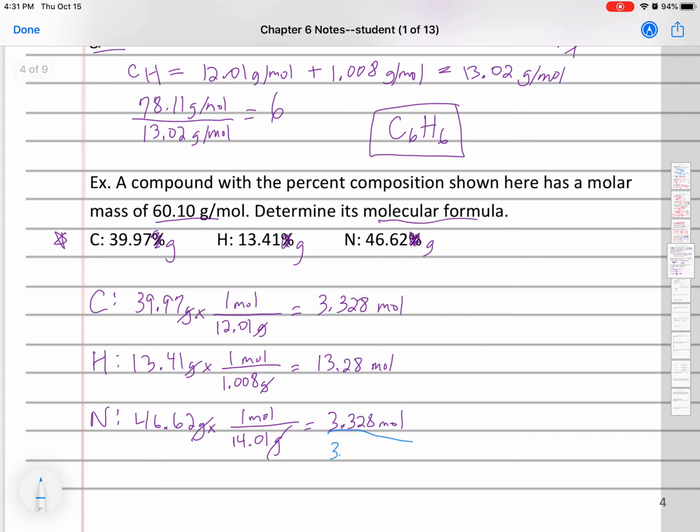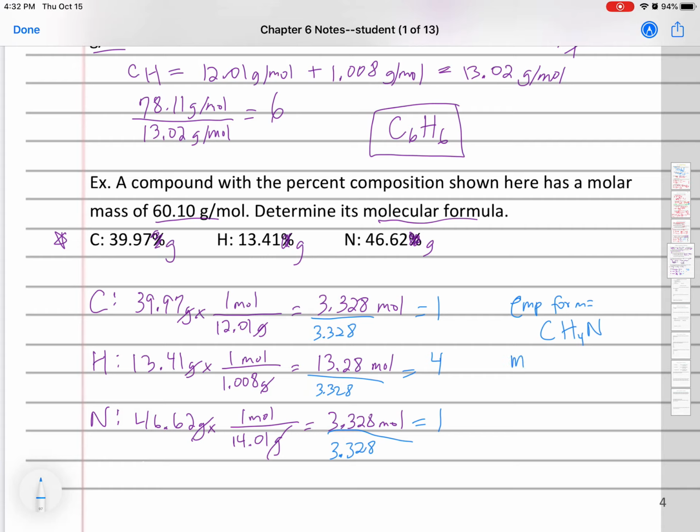The next step, of course, is to get the ratios by dividing by the smallest of these. So two of them are 3.328. We'll divide by 3.328. So the ratios are 1, 4, and 1. They turn out to all be whole numbers, so we don't need to use a multiplier. In other words, our empirical formula is C1H4N1. So that is the empirical formula, CH4N.